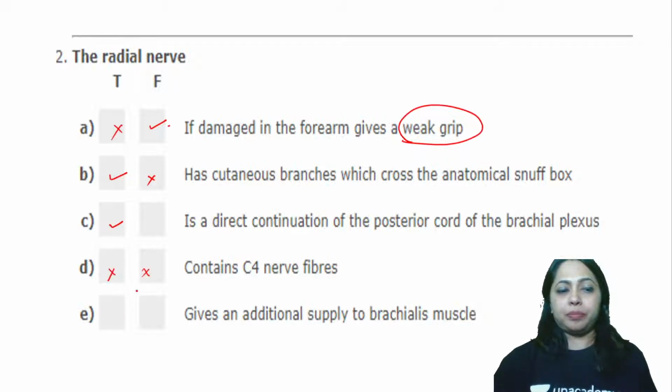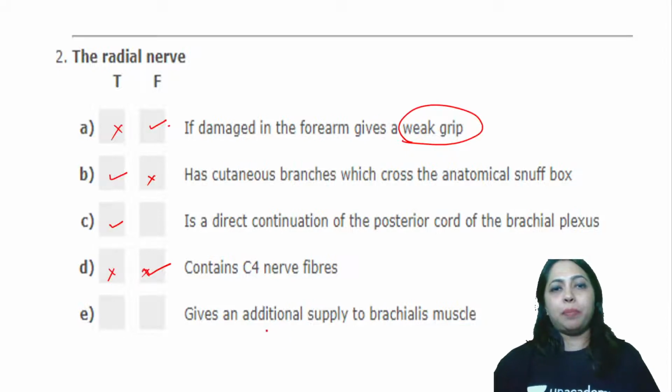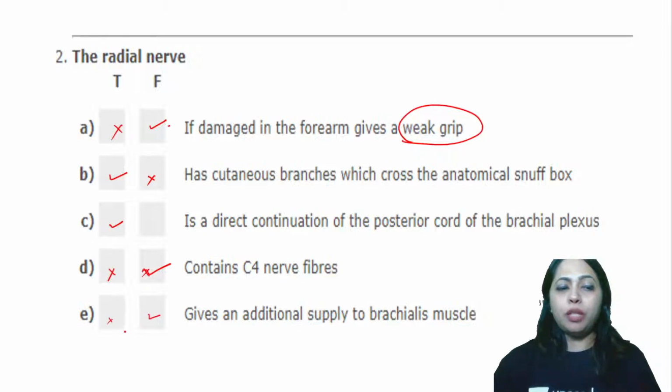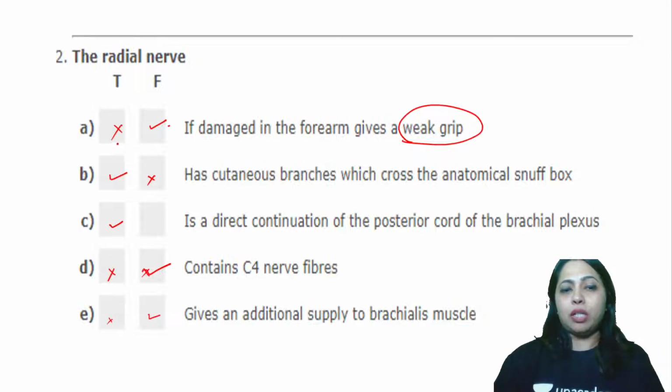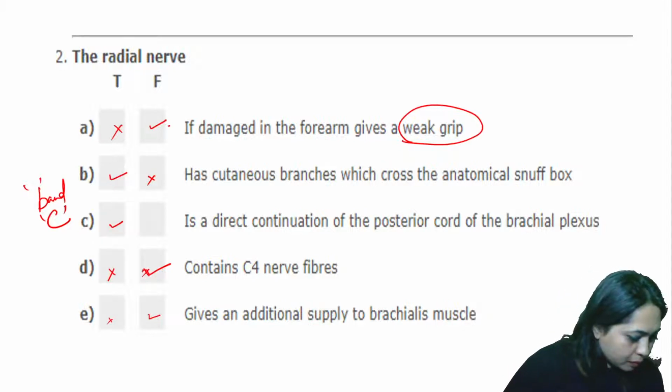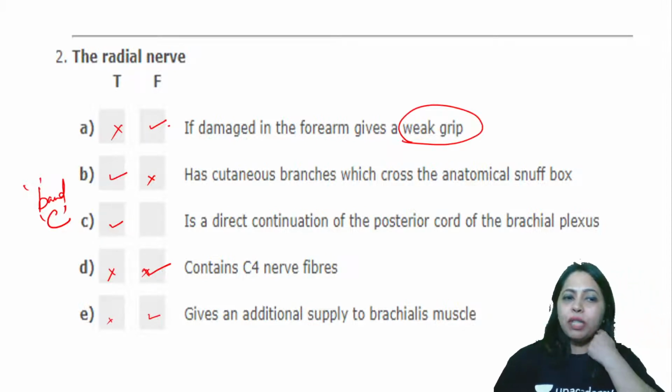Then it is false. It gives an additional supply to brachialis muscle. Radial nerve does not supply brachialis. It only supplies the triceps region or the extensor compartment of the arm. So this is also false. So here the answers which are correct are only B and C. Okay, about the radial nerve. Next one. Let's move to the next one.